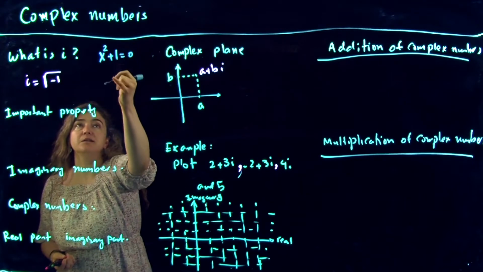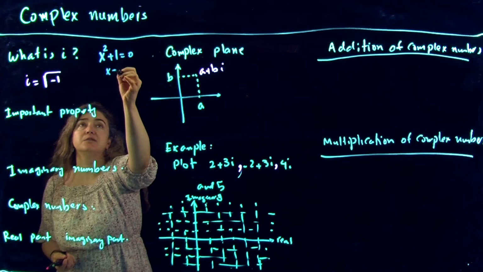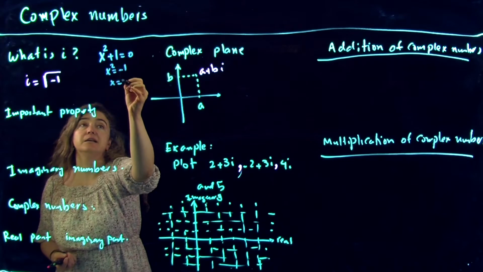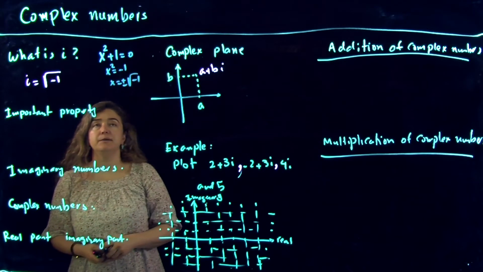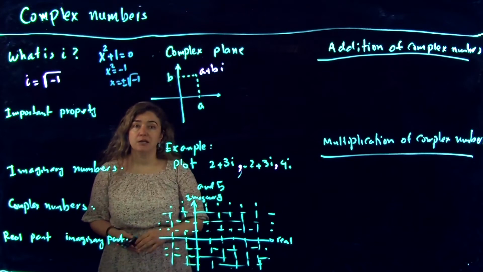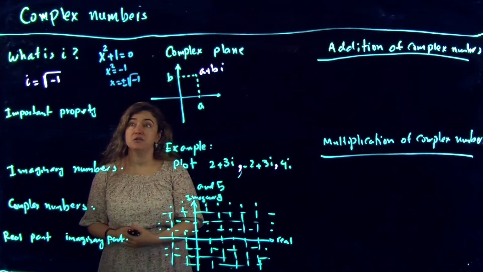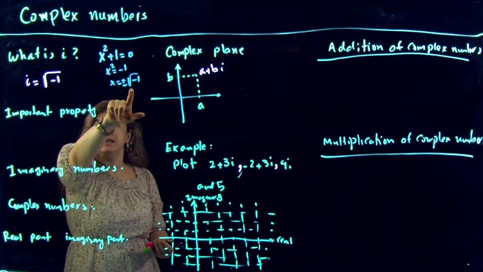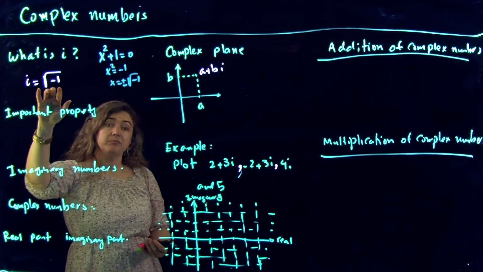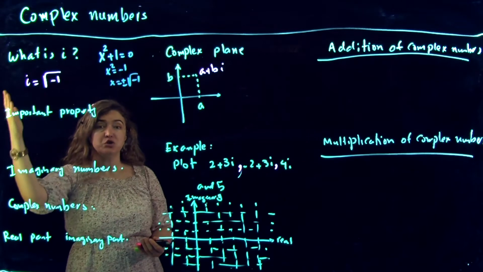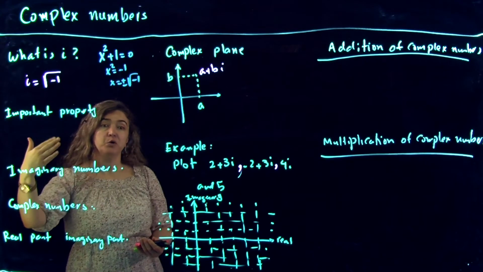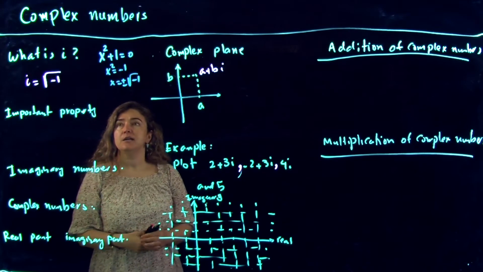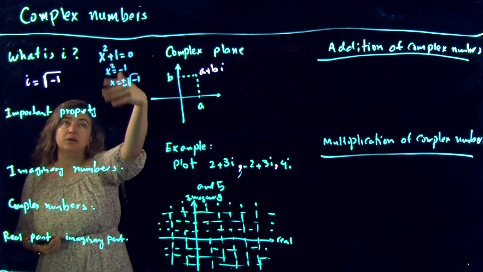plus 1 equal to 0, and this gives you x squared is equal to negative 1. So you have to take the square root of negative 1. So this actually gave rise to the fact that people started thinking about square root of negative 1 added to real numbers, and would create an entirely different type of numbers. And so that's where it started.